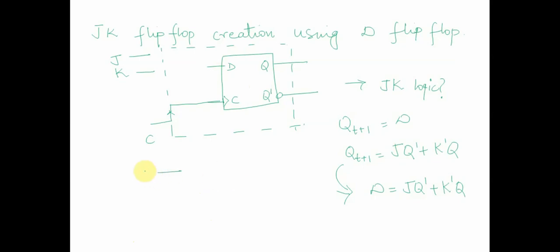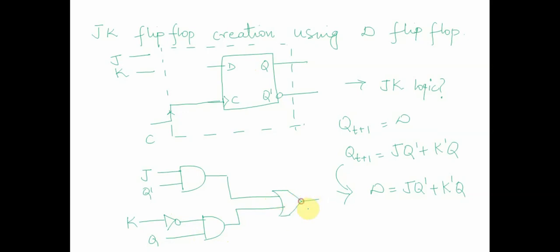This particular input J has to be ANDed with this Q bar, and K we forward through a NOT gate. This becomes K bar, and then we tap this Q output. We add this combinational logic and put this as an input to D over here. We connect both of these. So this is how we can realize the functionality of a JK flip-flop using a D flip-flop.